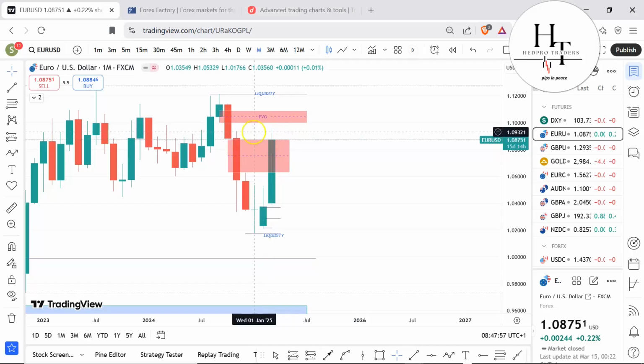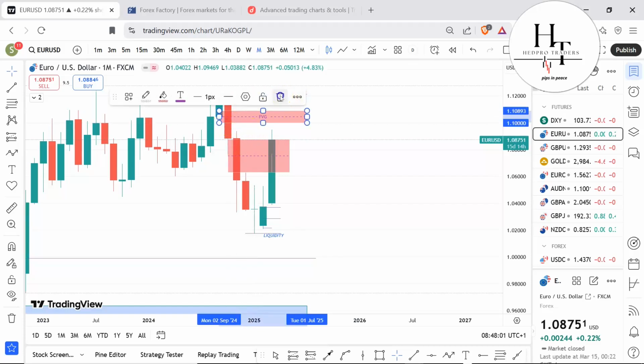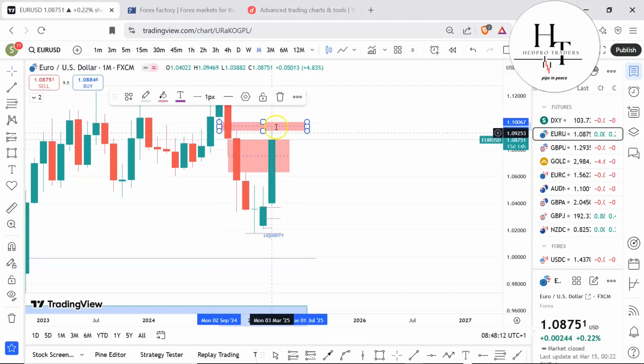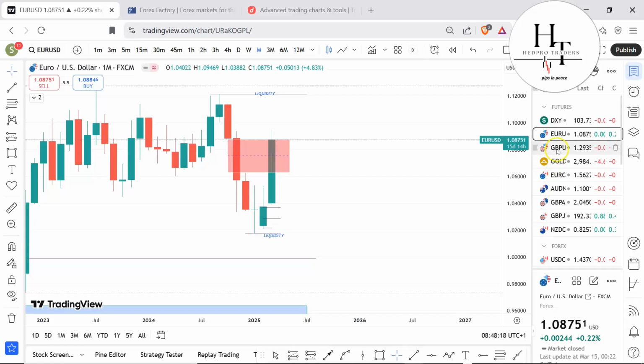We want to know if price will trade into this next imbalance and take this out into this next one, or reject from it. That's what we'll be looking at. We'll be looking for confirmation if price wants to trade into this zone long term on EURUSD. So let's look at GBPUSD.